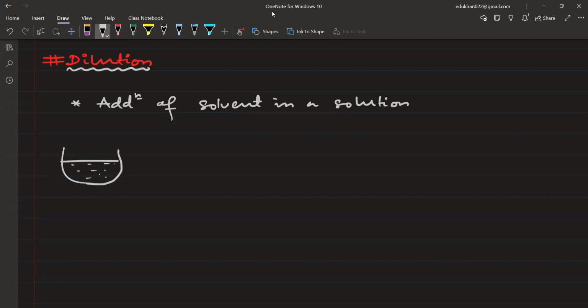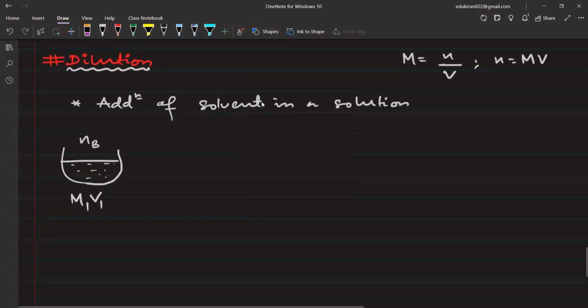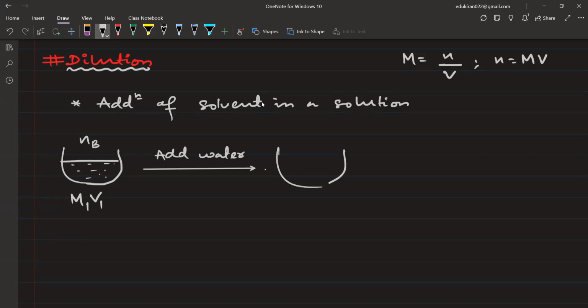It has molarity M1 and the volume is V1. As we know, molarity is equal to number of moles upon the volume. So I can say number of moles will be equal to molarity into volume. So M1 into V1 is going to give you the number of moles of solute. And when dilution happens, you add water or any solvent, we are not removing the number of moles of solute. That is why the number of moles of solute is going to be the same.